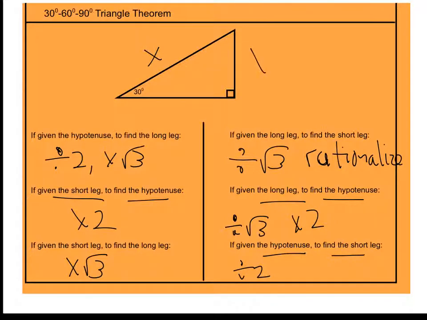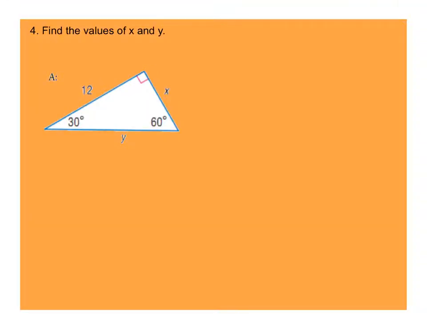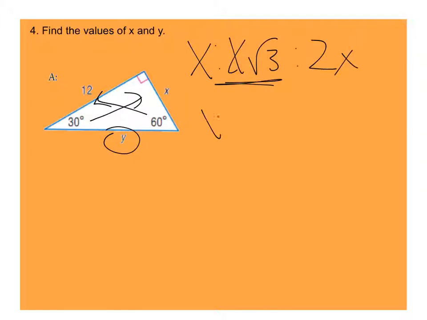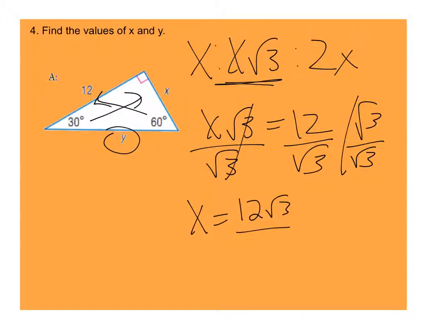All right, so my ratio is always going to be short side, middle side, long side. There's my answer. So figuring out the values here: 60 is my middle side, 30 is my short side, y is my hypotenuse. So if I look, my middle side is what I've got. So x square root of 3 equals 12. To solve, I want to get rid of that square root of 3, so I've got to rationalize this side. That's going to be x equals 12 square root of 3 on top, and on the bottom that becomes 3. So that simplified becomes 4 square root of 3, since 12 over 3 becomes 4.